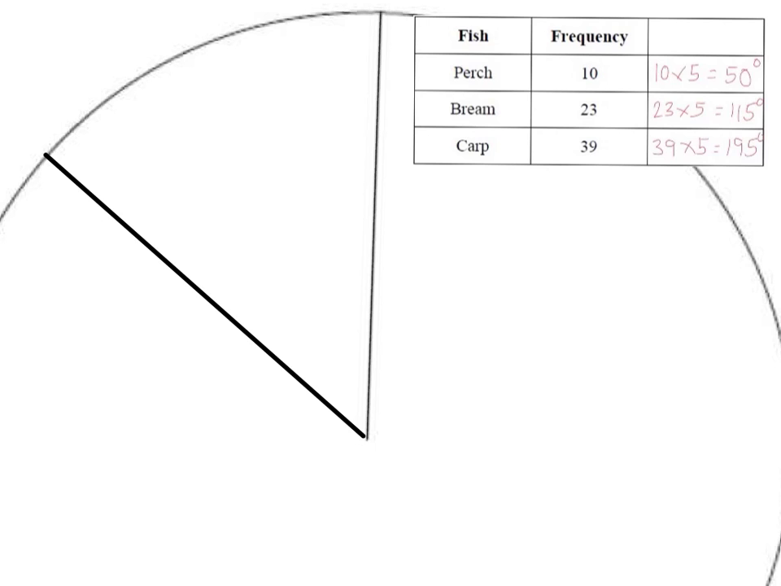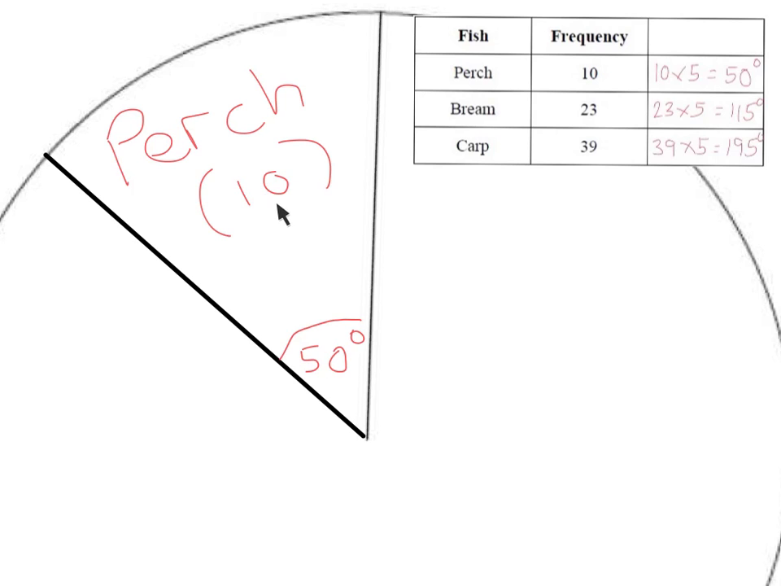So we've got our first sector. Just make sure you label it accurately, with all the detail if you can. So it's 50 degrees is the sector size, and this represents perch. And if you want all the detail, you can put in brackets or somewhere that it represents 10 fish. So I've got all the information within that sector: I've got the angle size, I've got how many, the frequency represented, and the name of the sector. And you just make it as clear as you possibly can as we're doing that.